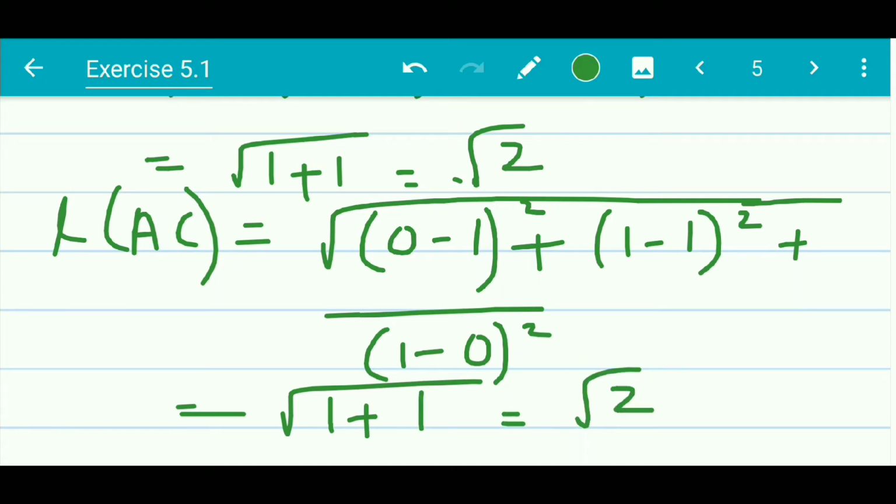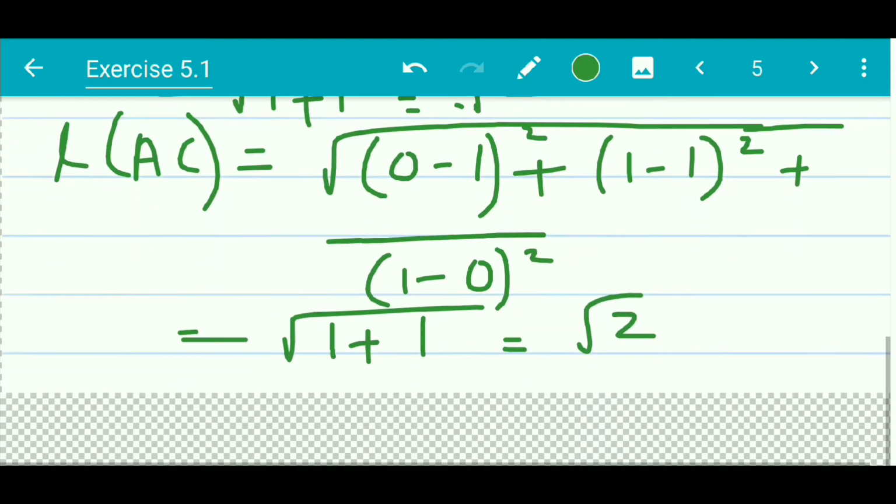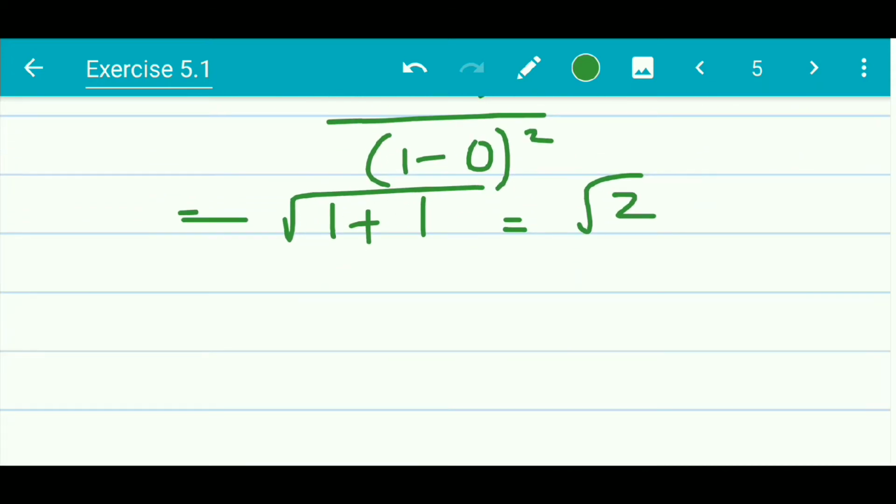So from this you have concluded, no? You have come to a particular conclusion before me telling you. That is, we have seen that the lengths of AB, AC and BC are equal. So therefore, triangle ABC is an equilateral triangle.